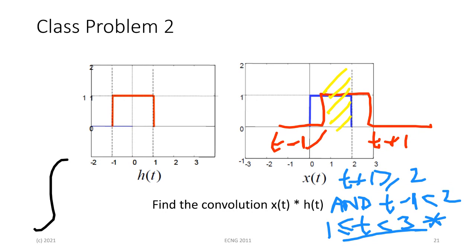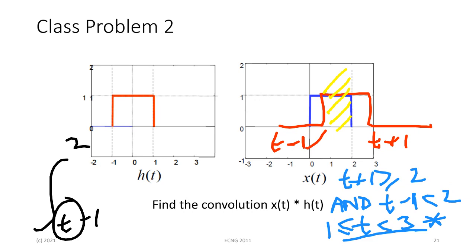The lower limit is going to be, look at the yellow shade. So what's the lower limit? T minus 1. And the upper limit, yes, is 2. And you integrate x of tau multiplied by h of t minus tau again. Right? Notice that the answer is always, in this case, a function of t.